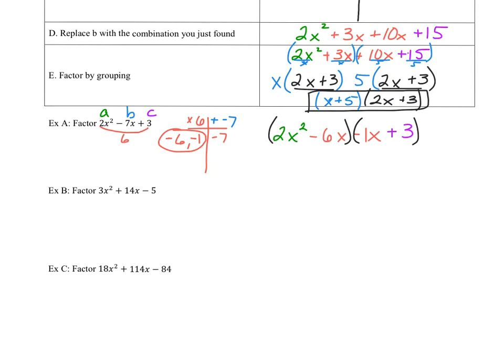Take out my greatest common factor between 2x squared and -6x. And 2 and 6 can both divide by 2. Actually, I'm going to screw this. Well, no. 2, and then they each have an x. So 2x squared divided by 2x leaves me with just x. -6 divided by that 2x gives me a -3, and the x went away.